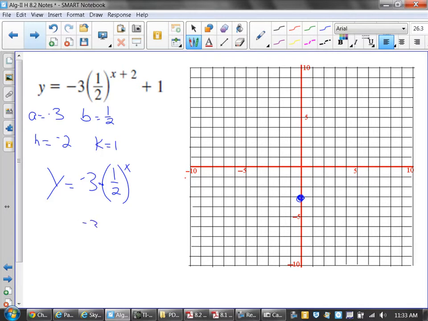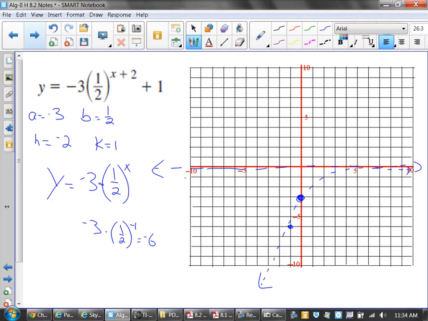Again, the reason why I'm going to use a -1 is that I know this is an exponential decay problem. That -1 switches the 1/2 to becoming 2, and -3 times 2 is? So at -1, it's -6. The parent function, again, has the horizontal asymptote where? So I know that this graph is going to do this. And now the last thing I have to do is shift it.